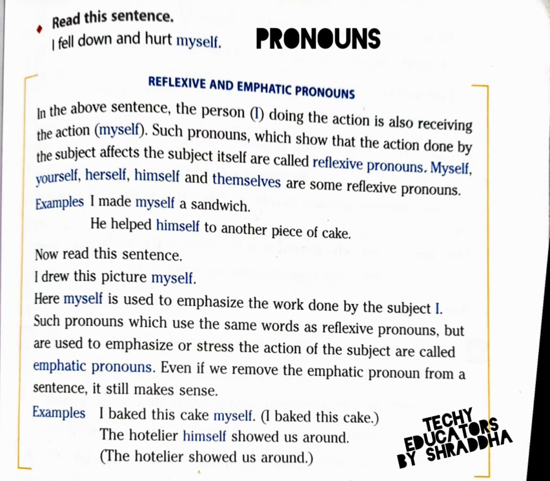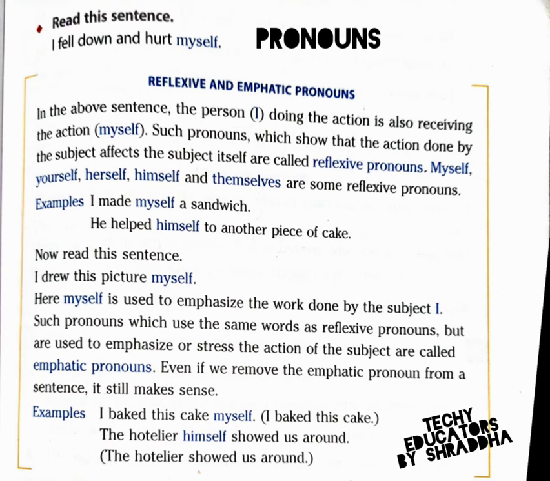Now read this sentence: I drew this picture myself. In this sentence, myself is used to emphasize, to put stress on the work done by the subject I. Such pronouns use the same words as reflexive pronouns, but they are used to emphasize or stress the action of the subject. They are called emphatic pronouns. Even if we remove the emphatic pronoun from a sentence, it still makes sense.